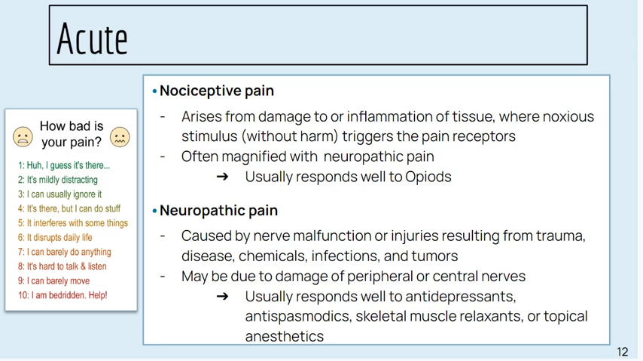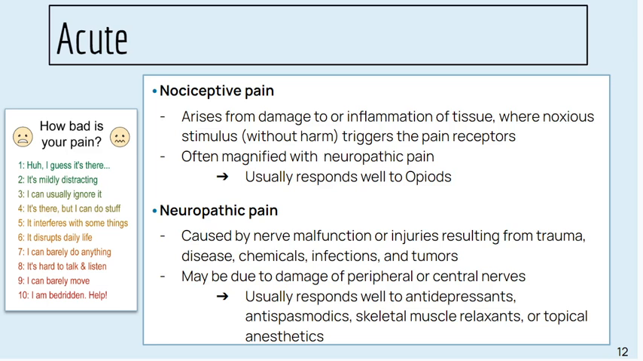Okay, we're going to break into acute pain here. So I want to make sure that you just understand that there are basically 2 main types of acute pain. Nociceptive pain arises from damage or inflammation from tissues where noxious stimuli triggers that pain receptor. So the best way I can describe it again is somebody about to touch a cookie sheet with their hands straight out of the oven.